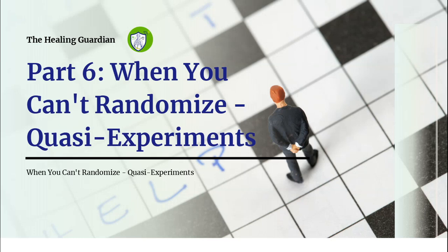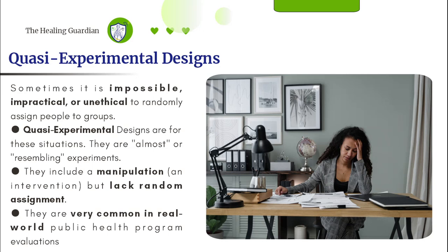But sometimes you can't randomize. That is when we use the quasi experiments, and they are more applicable in public health because not everything you are going to get the people and you randomize them to which group. Sometimes it is impossible, impractical, or unethical to randomly assign people.